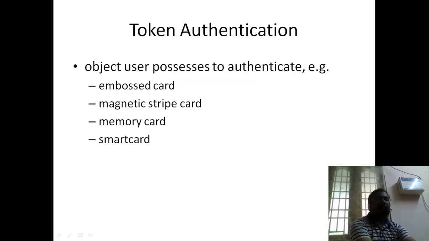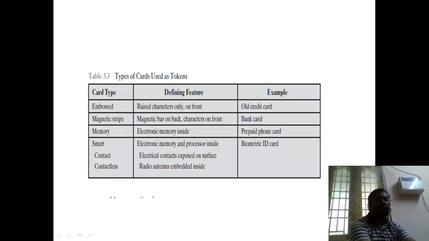Next is token authentication. As I told you, you can give some tokens to users so that they can use them for authentication purposes. So the object the user possesses is something to authenticate. Examples are an embossed card, a magnetic strip card, a memory card, or a smart card. The types of cards used as tokens we have already discussed.